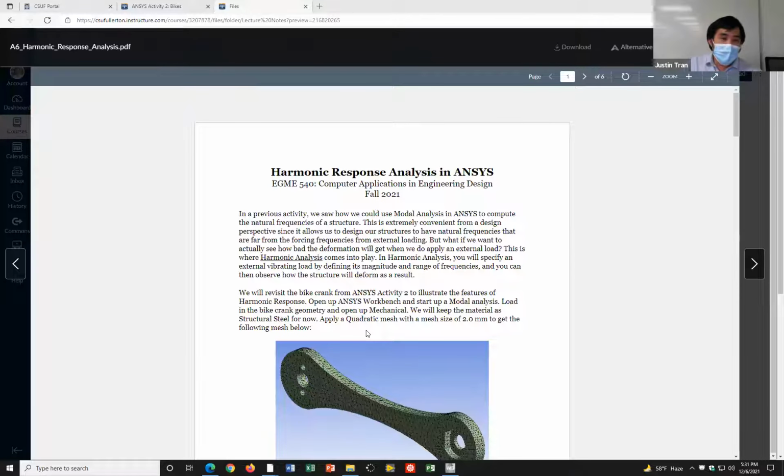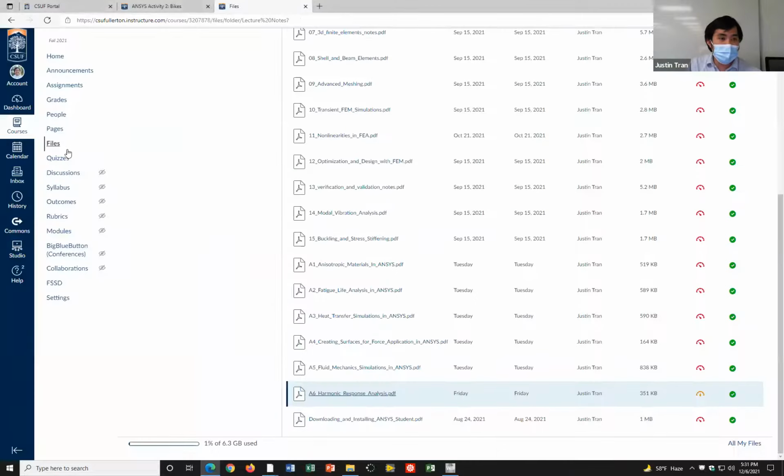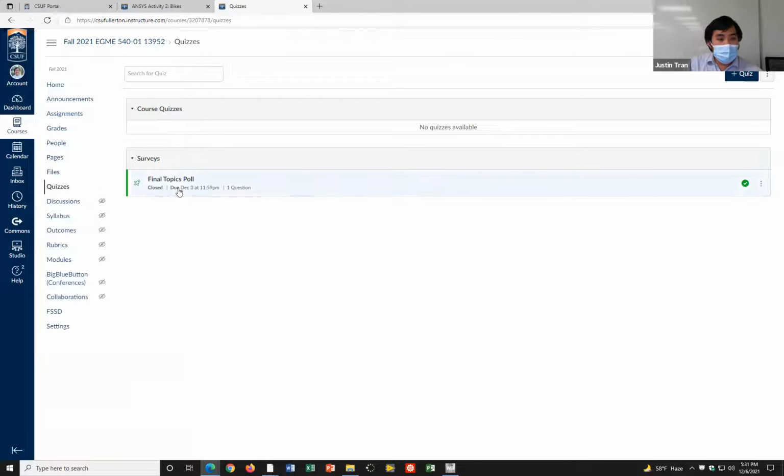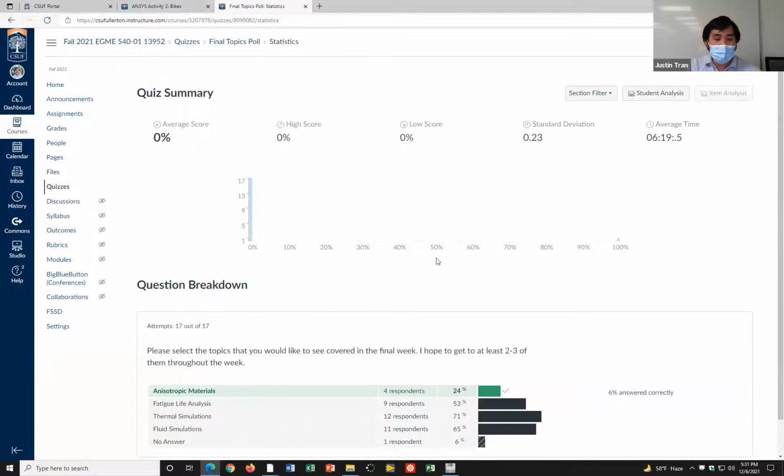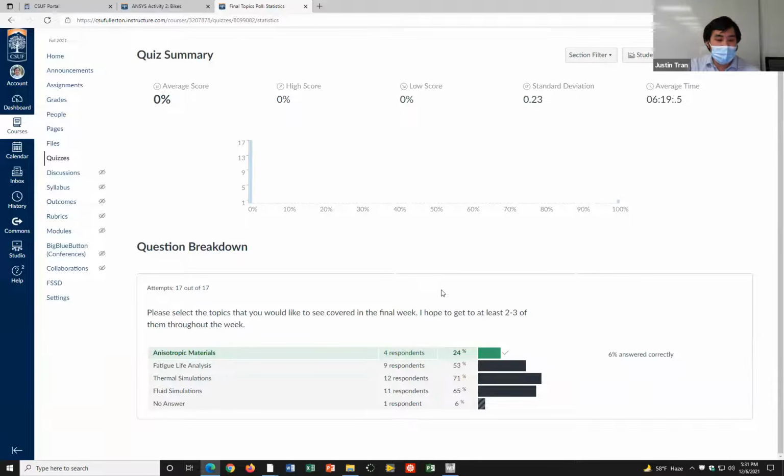Based on the poll, and actually I can show the poll right now. This is the poll that I put out last week to let you vote on what you want to see. The three winners are, number one, thermal simulations, which is what we're going to start today. Number two is fluid simulations, which we'll probably start on Wednesday. And the last one is fatigue life.